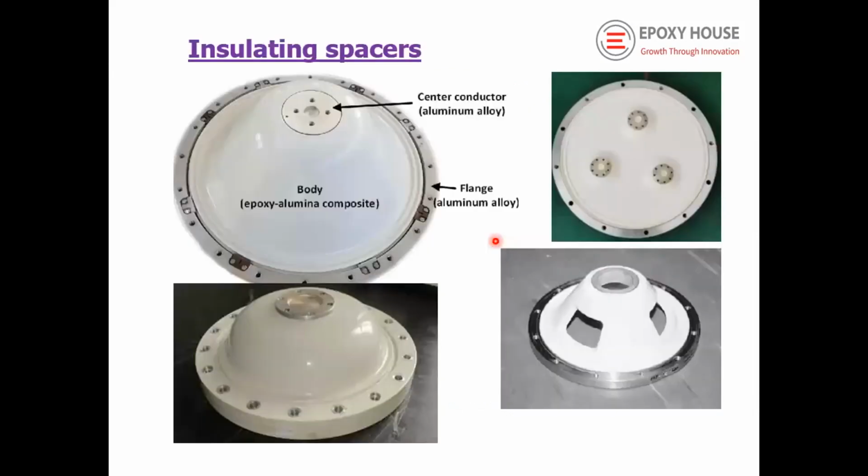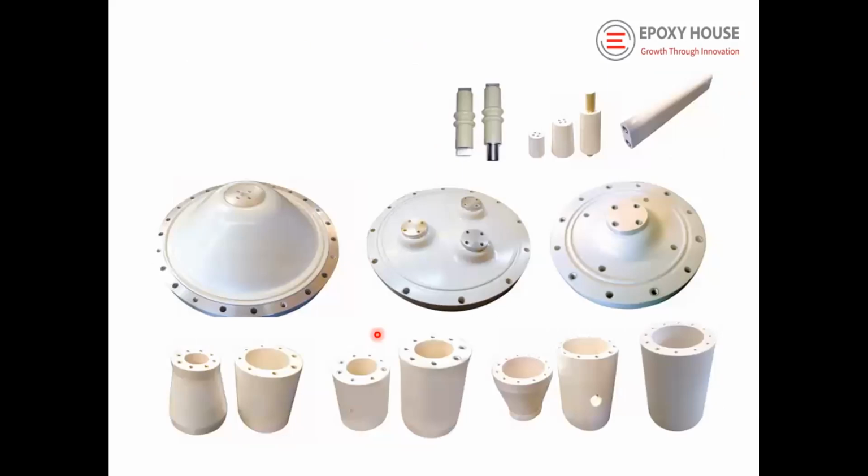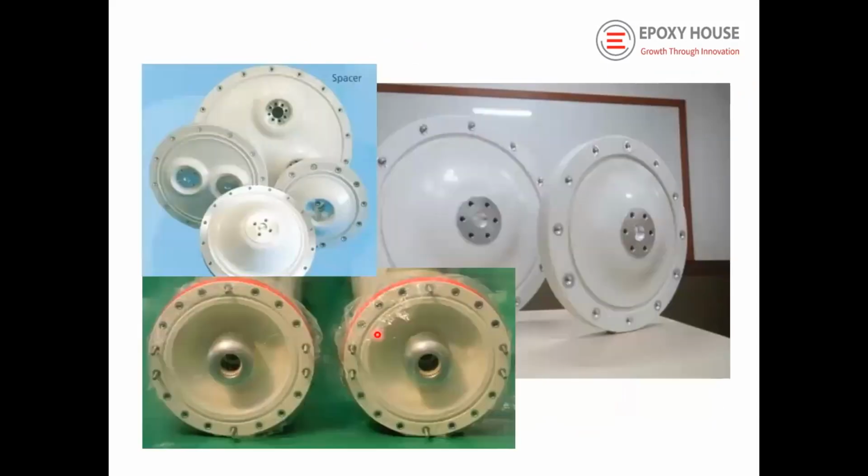So these are the other components of the GIS. It's insulating spaces. This is a very critical portion because this is supporting the conductor from the ground. If this is not designed or manufactured properly, definitely it will have problems. This is a non-communicating type. This is a communicating type, and it is supporting the conductor. This is 3-phase. We manufacture these components in our factory.